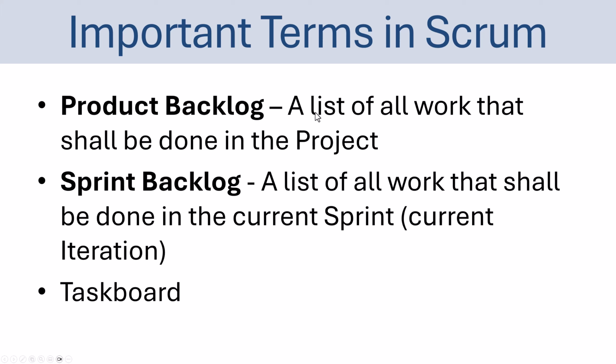So basically, this is a list of items or work that shall be done in the entire project. Then you have a sprint backlog. That is a list of all the work that shall be done in the current sprint or the current iteration that you are working on. And then in order to manage these items in the sprint backlog, you use a sort of task board where you just move the different tasks from not started and then in progress and finally to the done column in the task board.